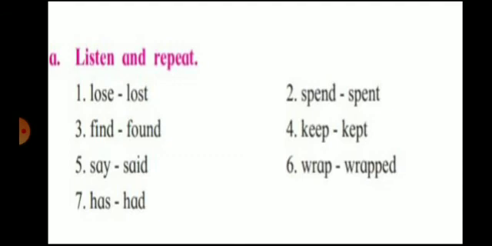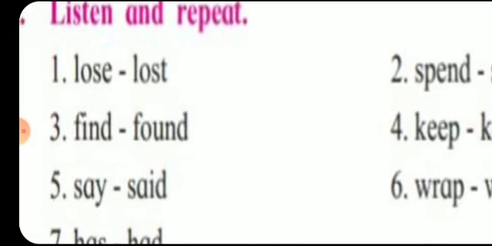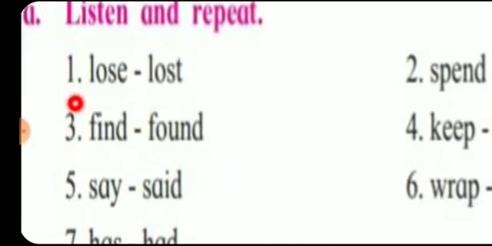So children, here the verbs are given, verb and their past tense form, means V2 form, is given. Okay, so we will see that and repeat. So the first one is LOSE, lose. Lose means खो जाना, and V2 form of lose is LOST, lost. Now the next is FIND, find. Find means मिलना, and V2 form is FOUND, found.